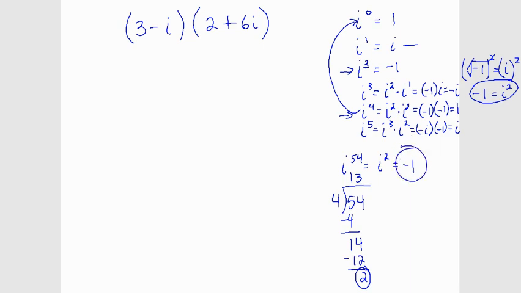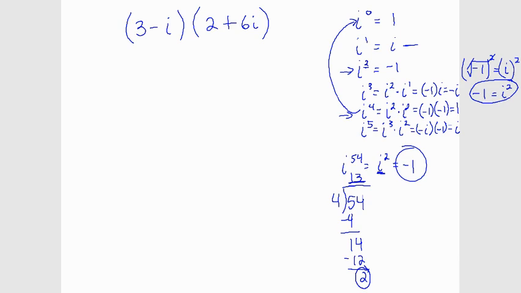Now, if you wanted to write all those properties of i to the fourth, because i to the fourth is just 1, you'd have to write out 13 groups of them plus an additional i squared, which gives you the -1. So that's a handy property I like to point out. Now back to the main problem.